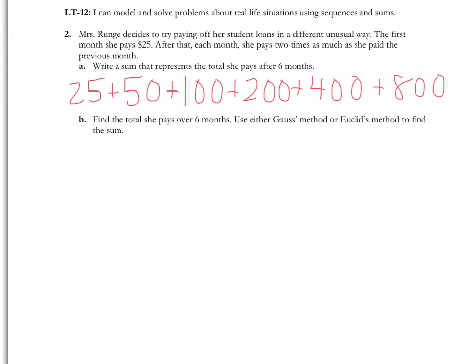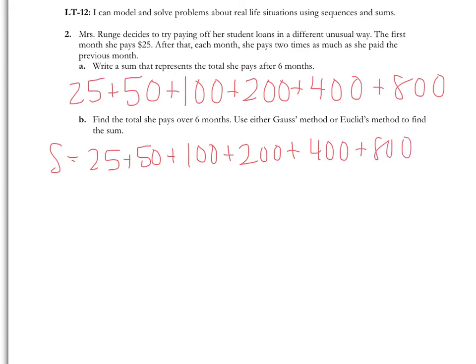So in part B it asks to find the total that I pay over the course of 6 months, and to use either Gauss's method or Euclid's method to find the sum. So the first thing that we'll do is we will write out our sum. Now, in this case, we can tell that we have a geometric sequence, or geometric sum, because as we go from term to term, we keep multiplying by 2 each time. So we know that it's geometric, and therefore we know that we want to use Euclid's method.